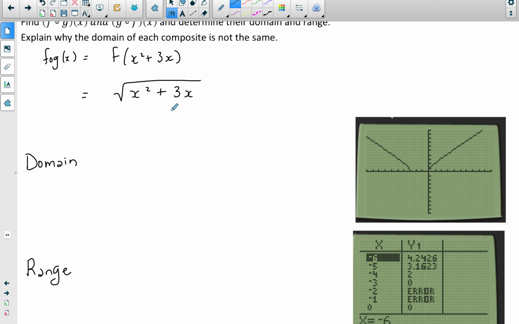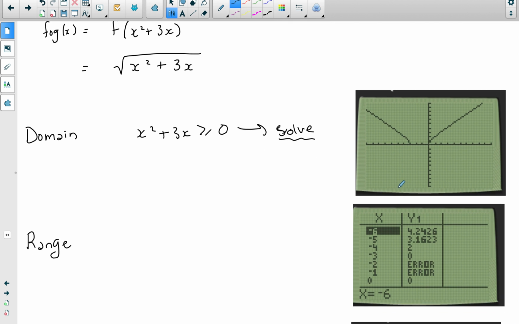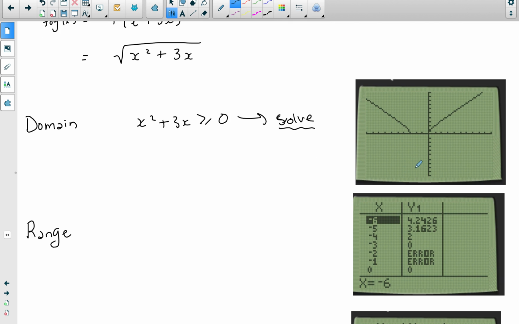you're not allowed to put anything inside the root that is negative, meaning that x squared plus 3x has to be bigger than or equal to 0. And then you'd have to solve it. Which is a more complex way, but if you do have the techniques for quadratic solving, you can. So that's something to keep in mind in case you're faced with a non-calculator paper. If we don't, then we can look at the graph or the table.